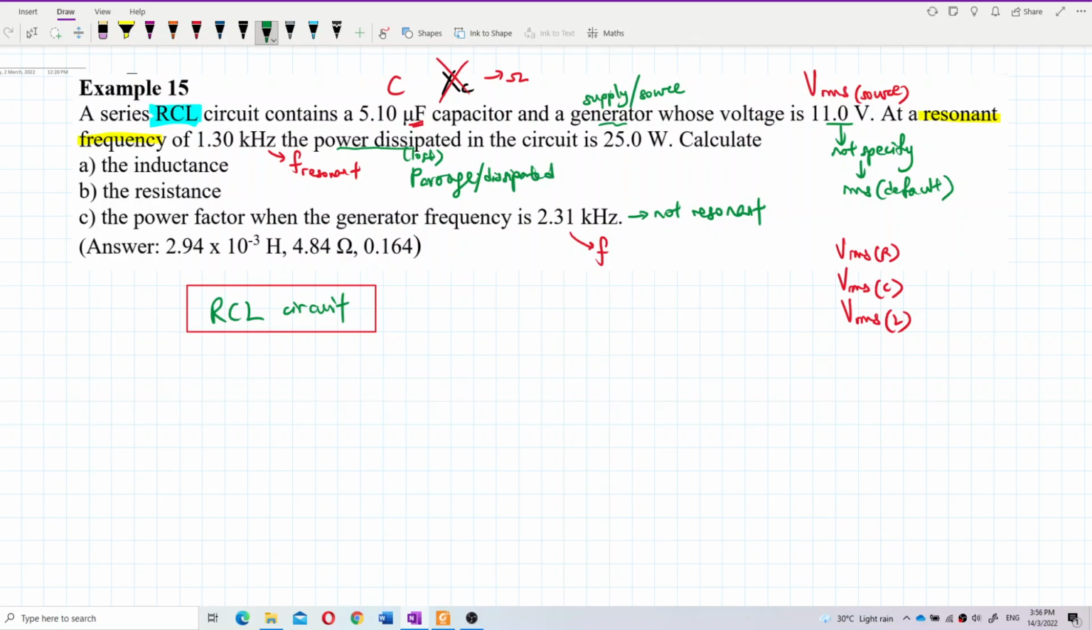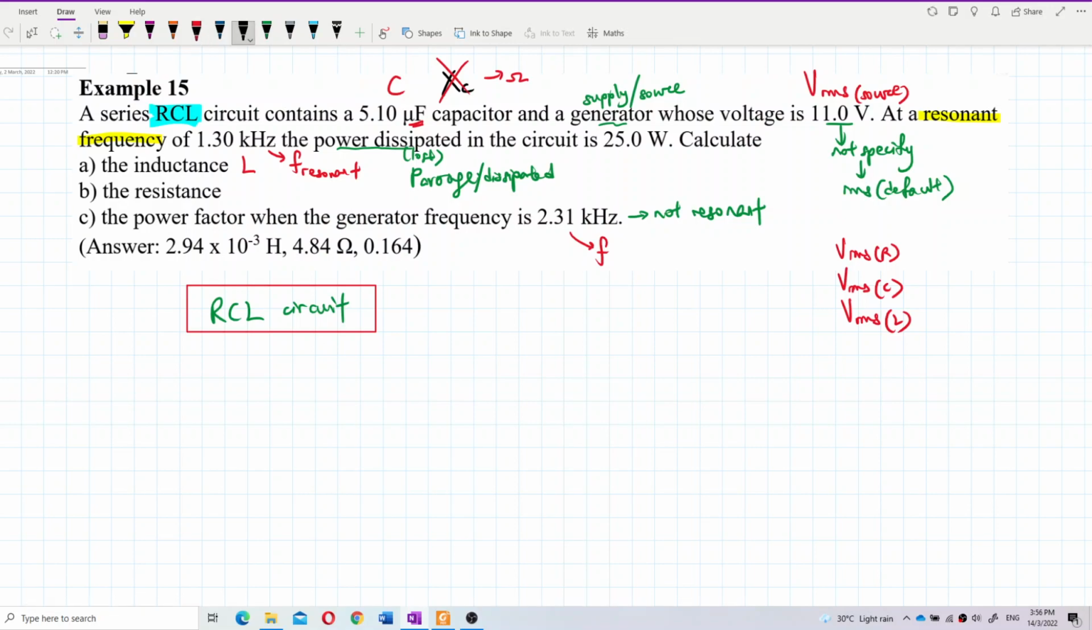Okay. Power loss is 25 watt. Okay. This is IRMS squared R. So we got all these values. Now we want to find inductance. What is inductance? Inductance is L.